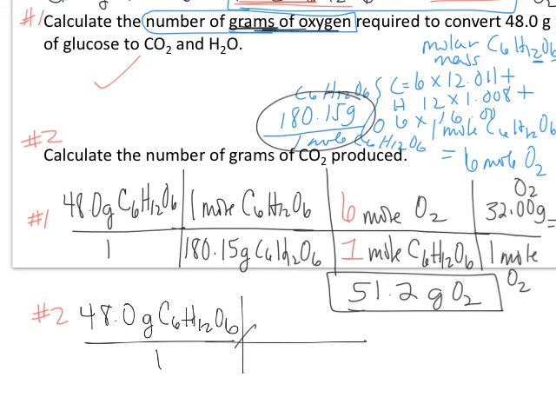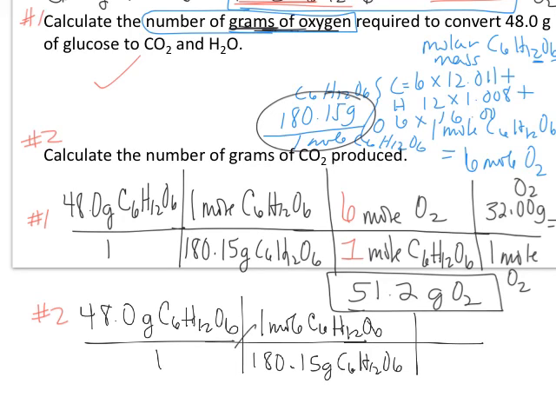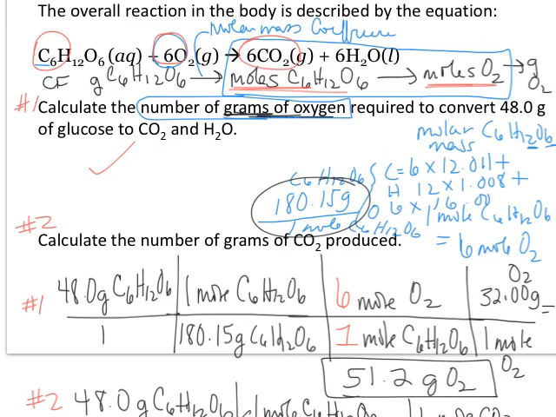And then for 180.15 grams of C6H12O6 in 1 mole of glucose, and for 1 mole of C6H12O6, we have 6 moles of CO2. Let's go back and look in case we see the number 6. This is understood 1. We get that from our balanced equation.